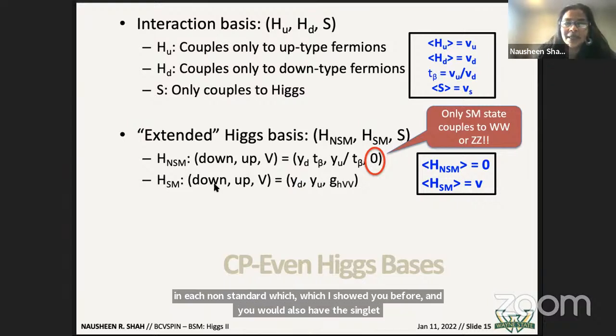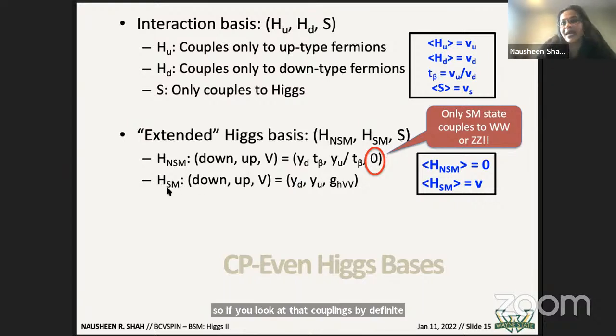So if you look at their couplings, by construction, this H standard state couples to the different fermions, and what I call V, the W and Z gauge bosons. These will all be standard model values, okay?